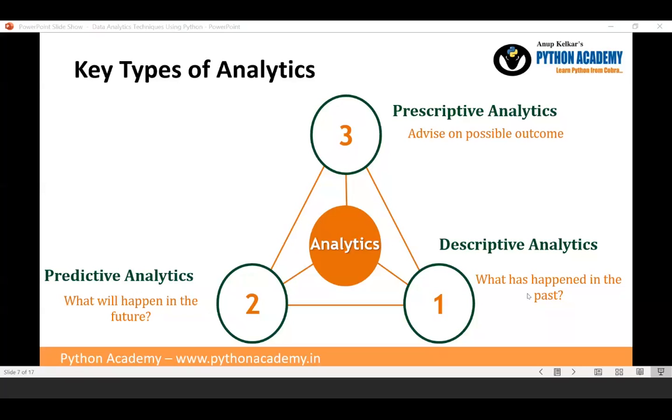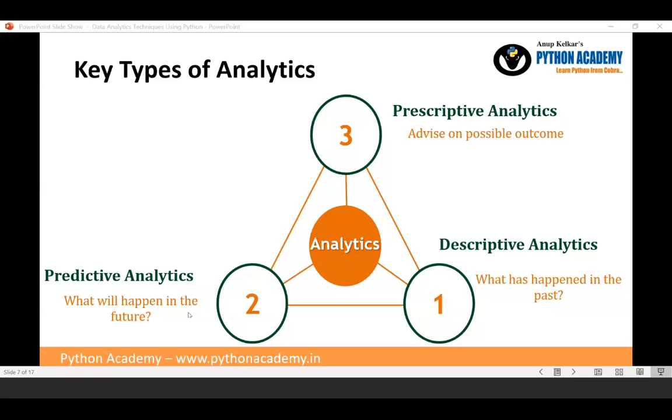Once you are done with descriptive analytics, you go for predictive analytics. That is what will happen in the future, on the basis of what has happened in the past. So again, it is a kind of looking at the past to try to predict. In predictive analytics you advance to machine learning, regression models, neural networks, all of which come into the picture. On the basis of data, I am going to predict something. That prediction is again based on data.